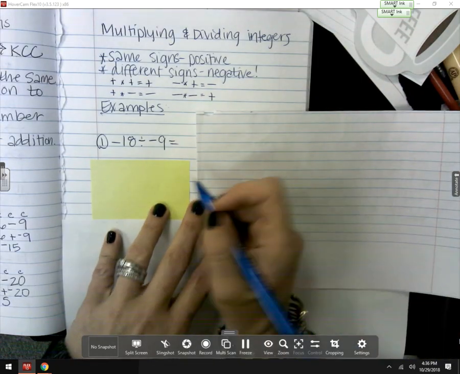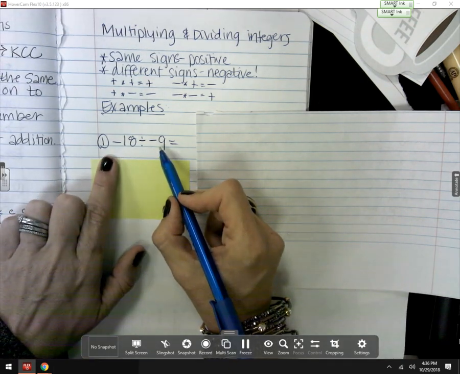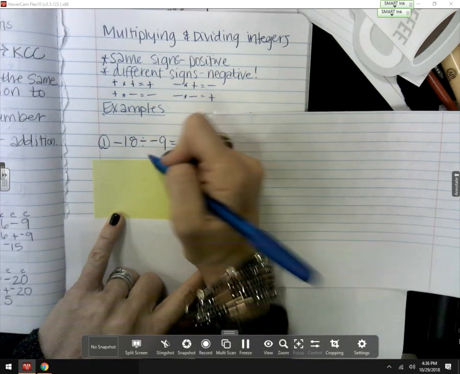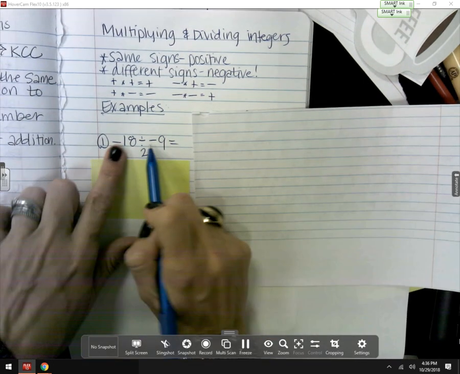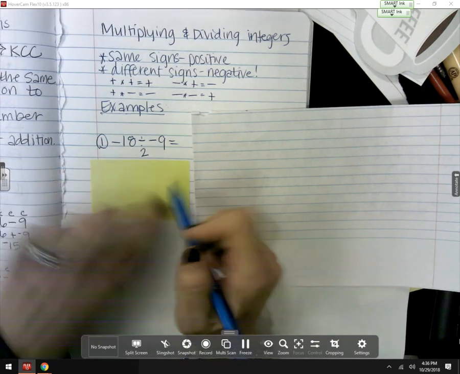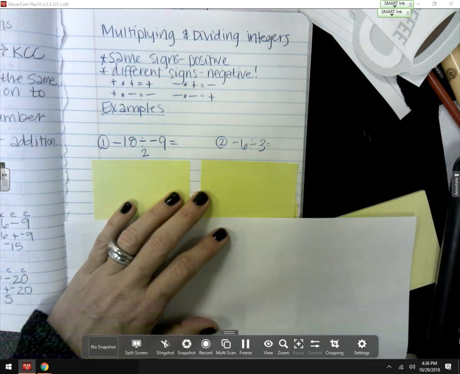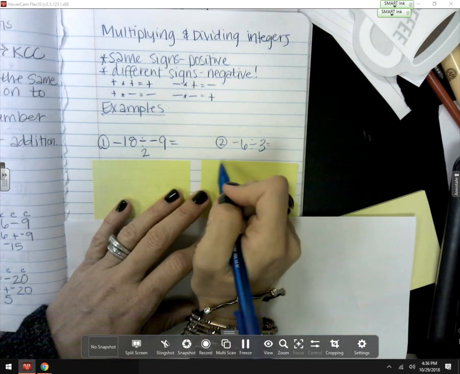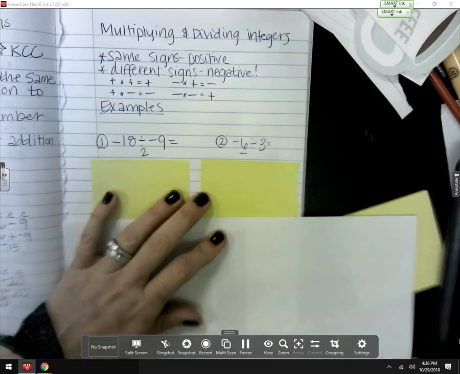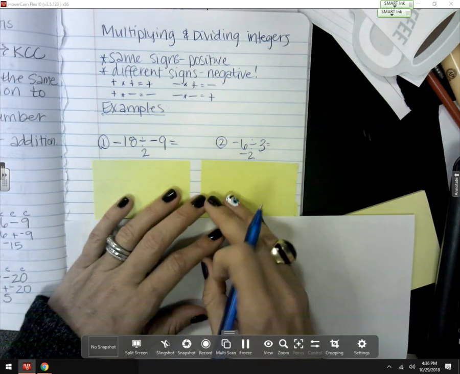So the first example, we're going to do division first. We've got negative 18 divided by negative 9. So I'm going to do my normal dividing. 18 divided by 9 is 2. And since my signs are the same, my answer is going to be positive. Here's another one. I've got negative 6 divided by 3. So my signs are different, so before I even divide, I already know my answer is going to be negative. So 6 divided by 3 is 2, so my answer is negative 2.